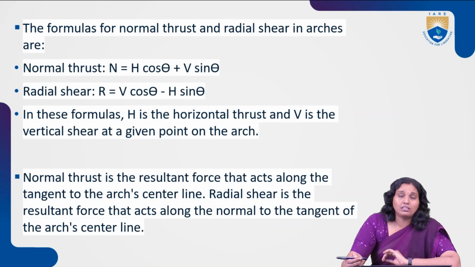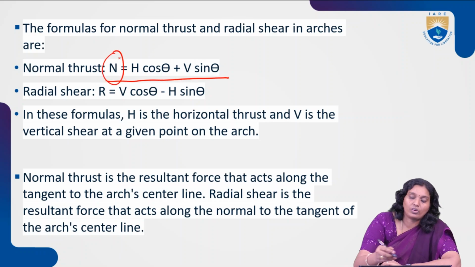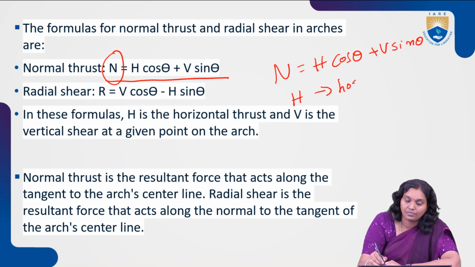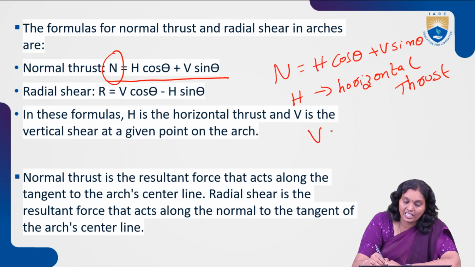Now the formula involved in normal thrust and radial shear in arches. The normal thrust, denoted by N, is equal to H cos theta plus V sin theta. Here H is the horizontal thrust, N is the normal thrust, and V is the vertical shear.